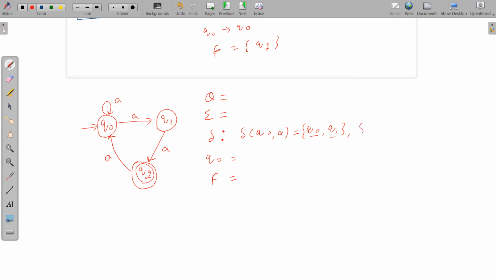Next, delta of q naught, a is {q naught, q1}. Then delta of q1, a is q2, then delta of q2, a is q naught.